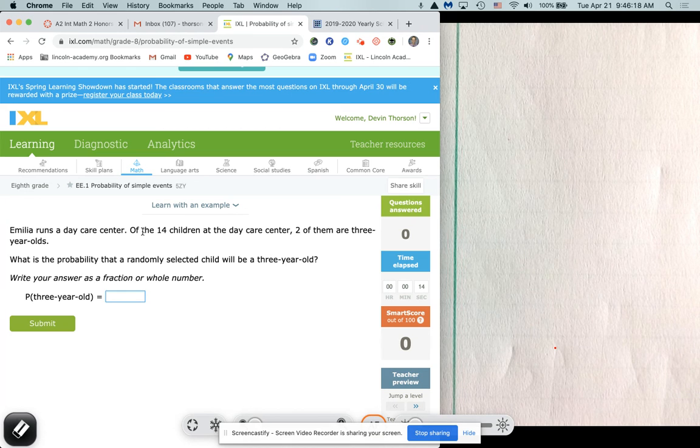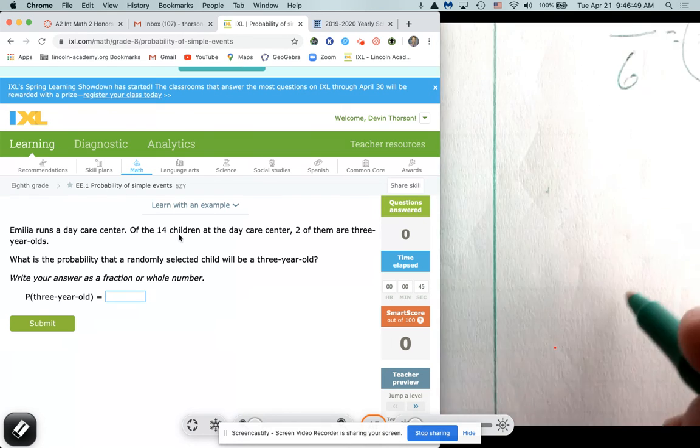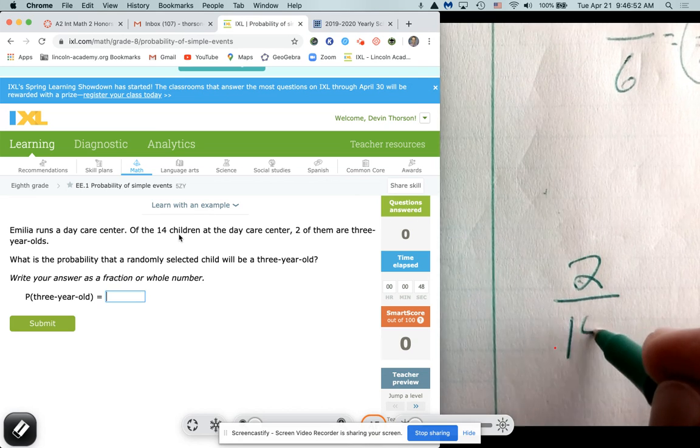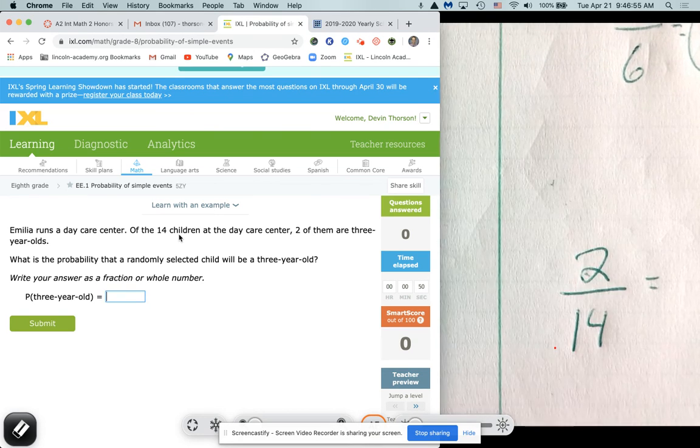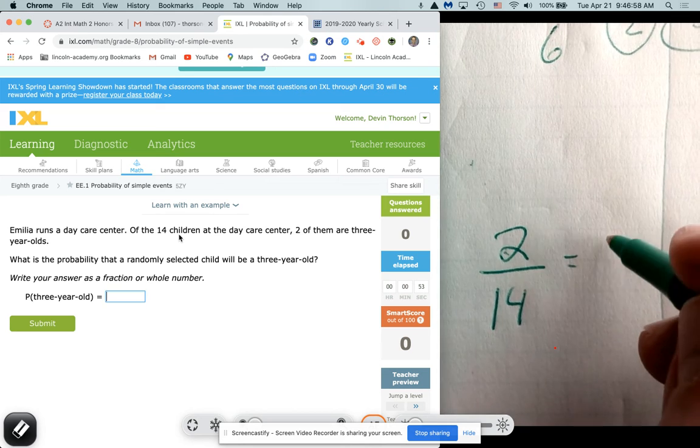Amelia runs a daycare center. Of the 14 children at the daycare center, 2 of them are 3 years old. So the question is, what's the probability that a randomly selected child will be a 3-year-old? If it's just as likely to select any one of the kids as any other, we have a 2 out of 14 chance of getting a 3-year-old, because there's a total of 14 children. So you would do a 2 out of 14, and then make sure you always reduce your fraction. 2 out of 14 reduces to 1/7.